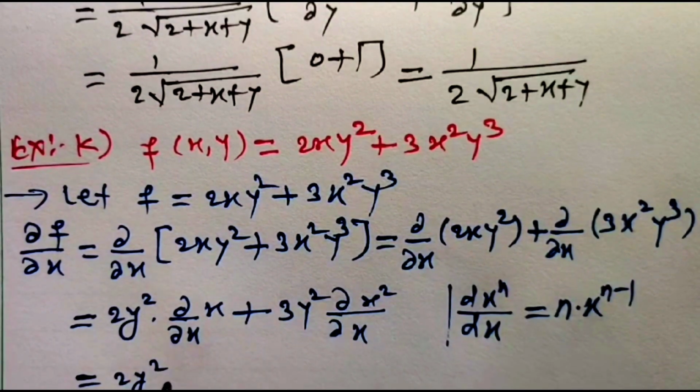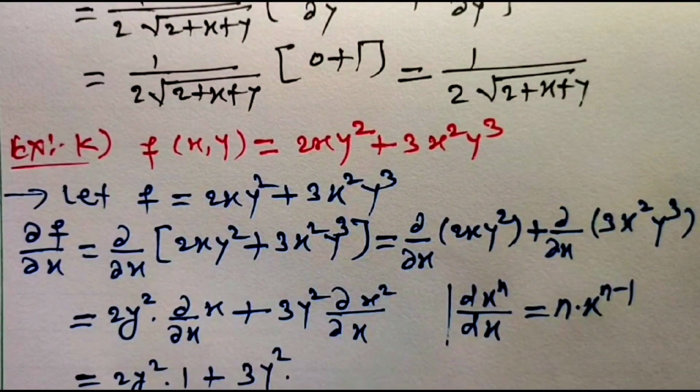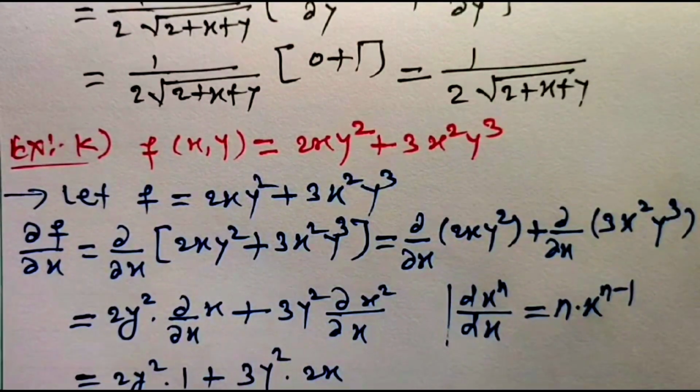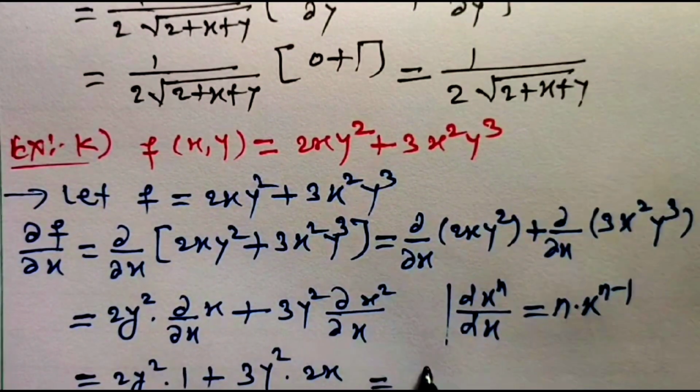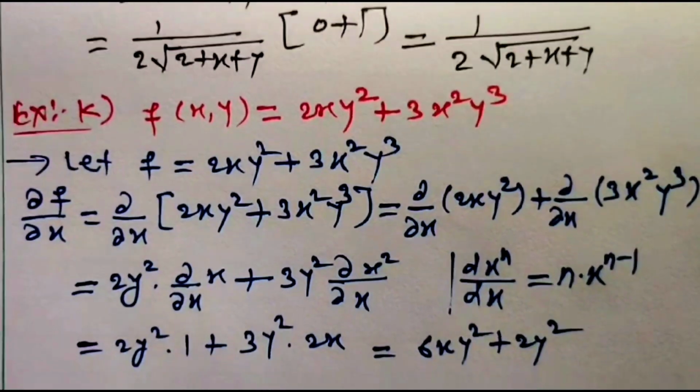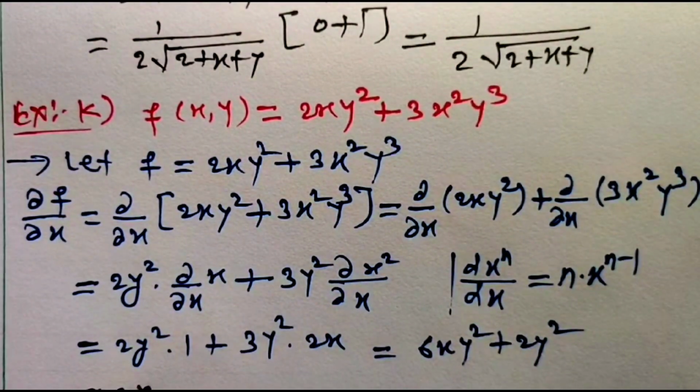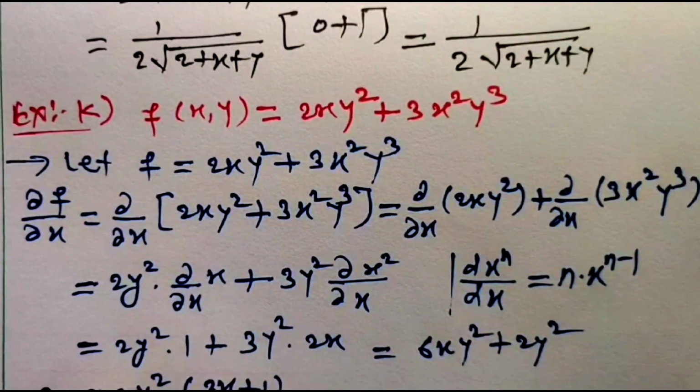Derivative of x with respect to x is 1, plus 3y cube. Derivative of x square with respect to x is 2x. And then this is equal to 6xy cube plus 2y square. If you want, you can take 2y square common: 2y square into bracket 3xy plus 1. This is the partial derivative of f with respect to x.